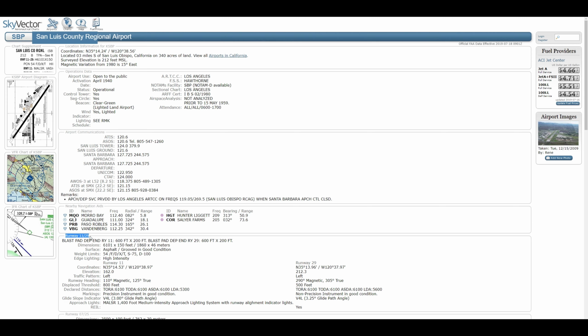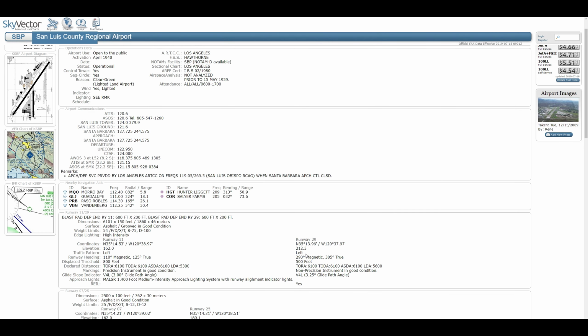runway 11/29. Runway 11 traffic pattern is to the left. Runway 29 traffic pattern also to the left. So also a good place to look for that information.